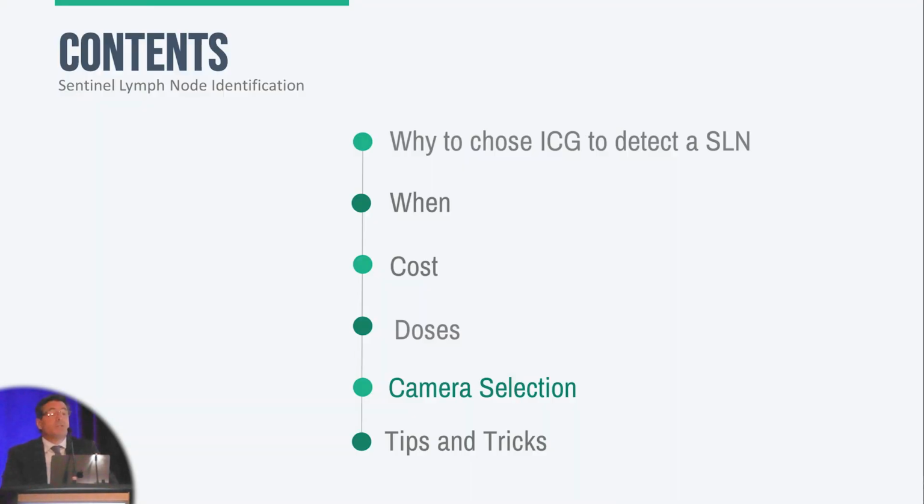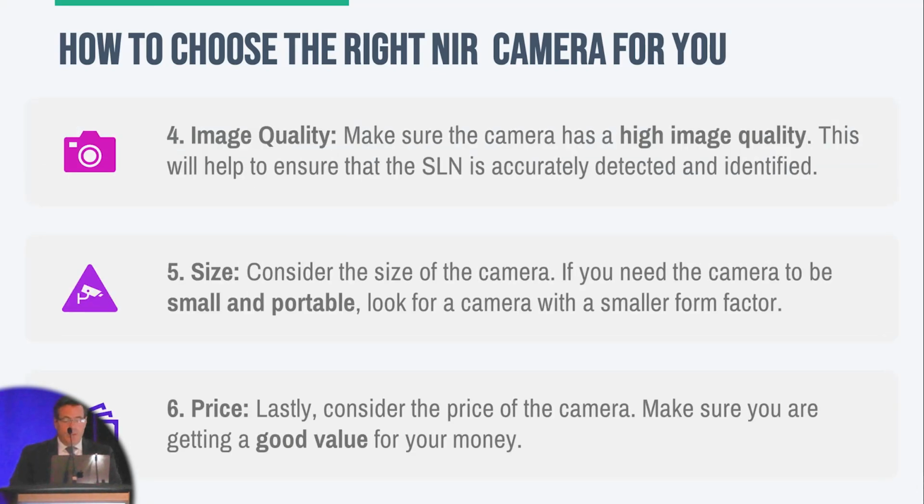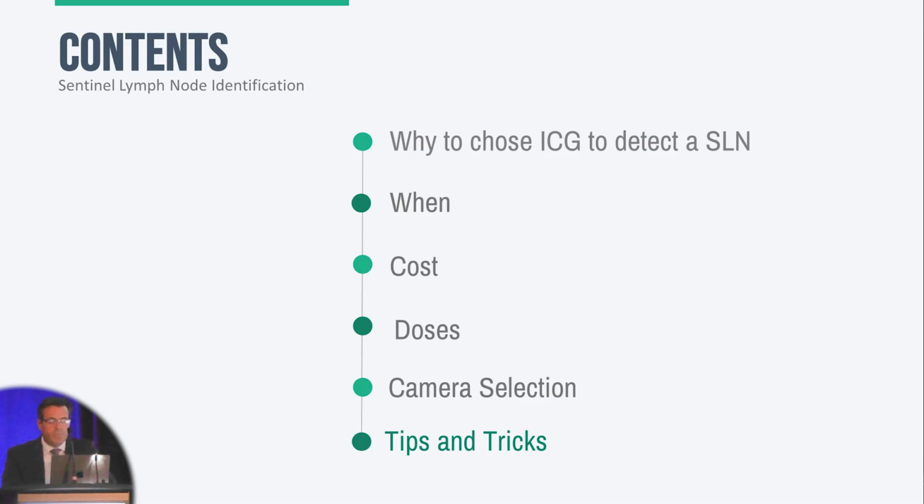And what about the camera selection? Of course, we need a camera with a near-infrared sensor with a high resolution and also with a wide field of view. It has to have high image quality, be small and portable, and of course have good value. To properly perform lymph node procedures with efficiency, there are several details that you must consider. Can you run the video, please?